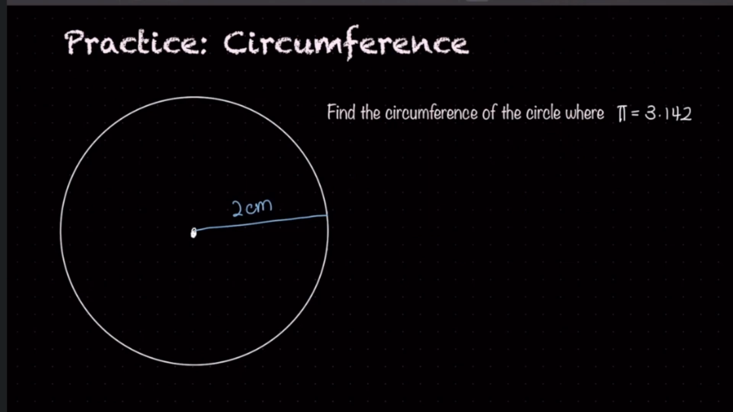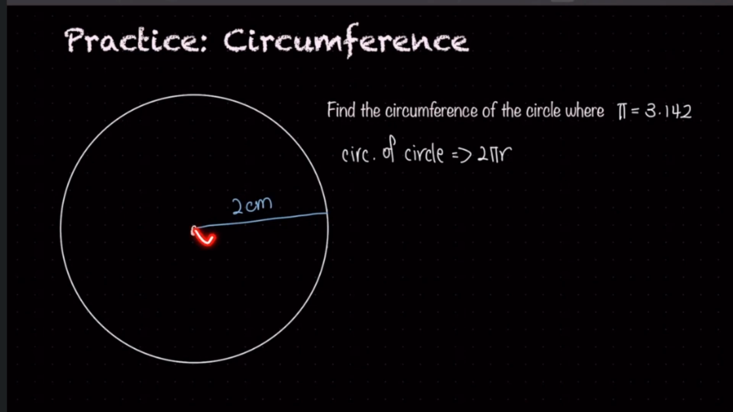Let's find the circumference of this circle. So, circumference of circle, and let's write down the formula. 2 pi r. And I'm using this 2 pi r because we have the radius right here. So I'm using the radius formula for circumference of circle.